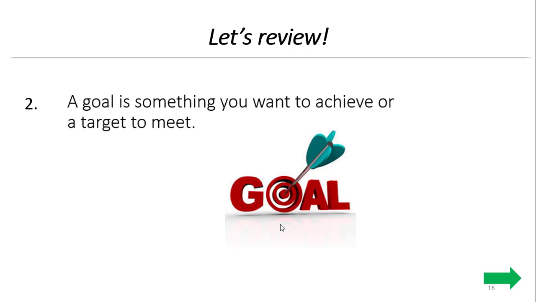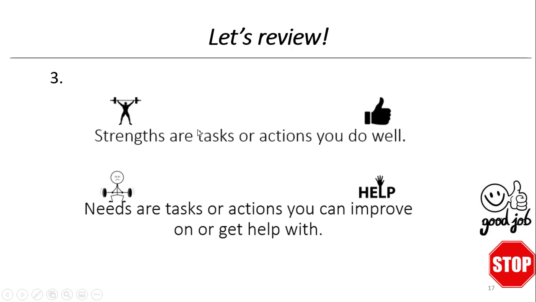Let's review what the goal is. A goal is something you want to achieve or a target to meet. Read it with me. A goal is something you want to achieve or a target to meet. And let's review about strengths and needs. Strengths are tasks or actions you do well. Thumbs up for strengths. Read it for me. Needs are tasks or actions you can improve on or get help with. Read it with me. Needs are tasks or actions you can improve on or get help with. Read it by yourself this time.